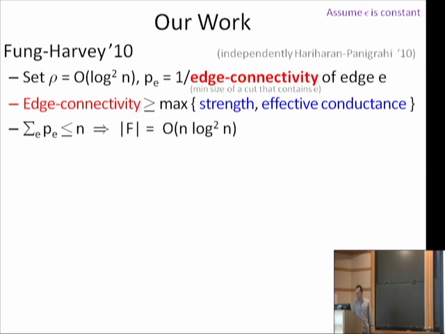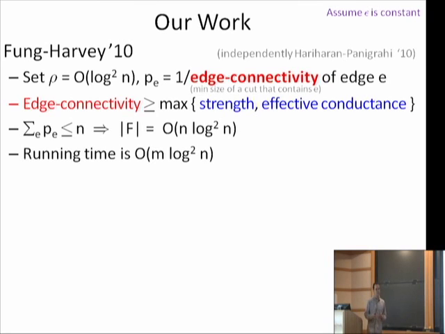So as before, the sum of the p_e values is at most n, and so the number of edges we get is n log squared n. And our running time is a little bit less than the previous ones, largely because the edge connectivity values are quite simple to understand, and so we can estimate them more efficiently.